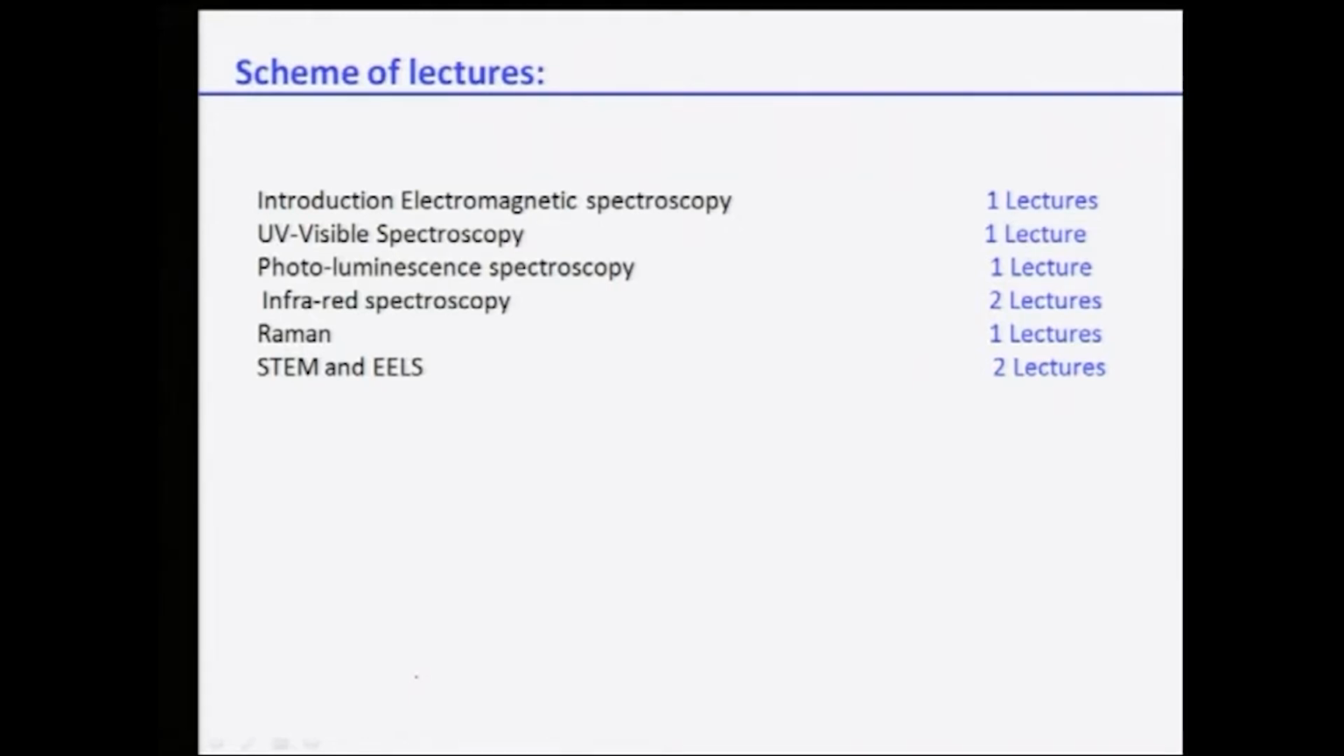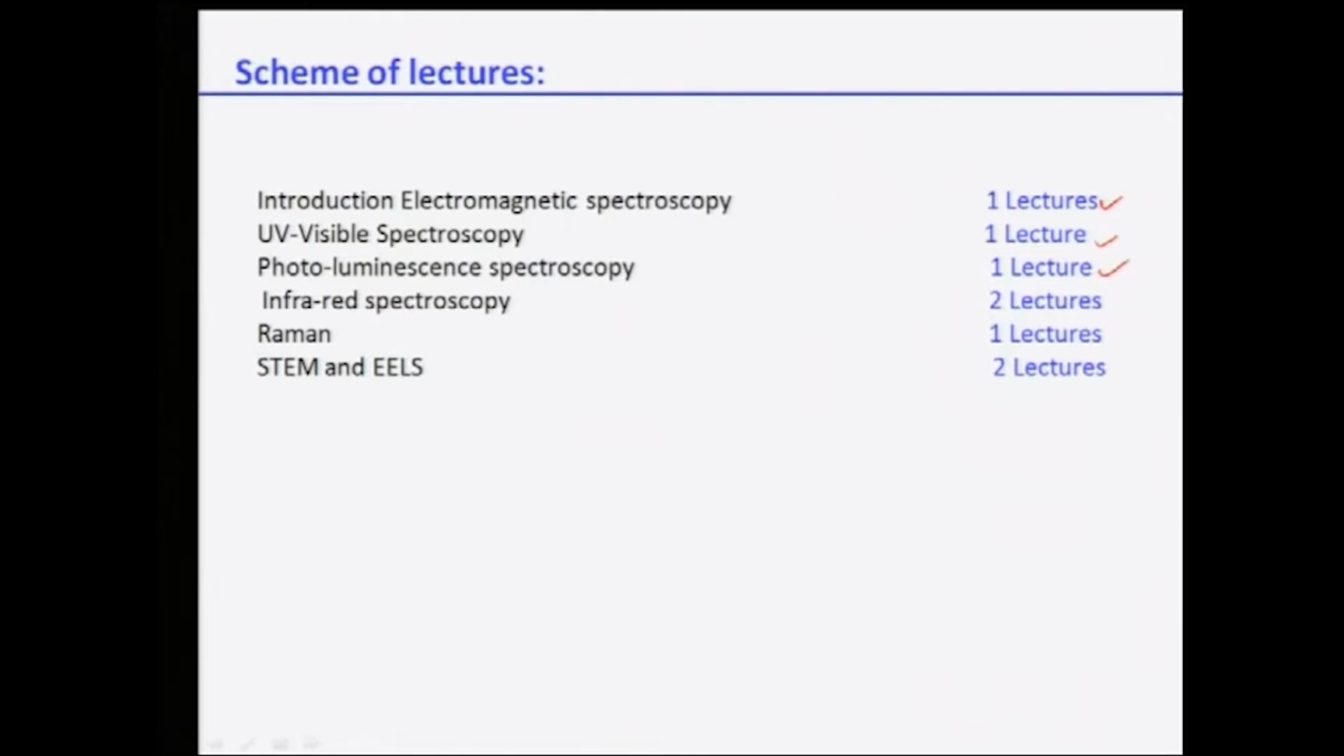The way I have outlined the different lectures for this part of the course is as follows. Very first, I shall introduce you to the electromagnetic spectroscopic theory in one lecture. Then I shall discuss different techniques which are used in the spectroscopic arena. First one is called UV visible spectroscopy. This will take us one lecture. This will be followed by photoluminescence spectroscopy for again one more lecture.